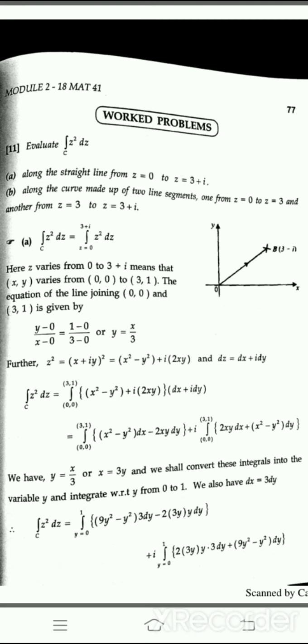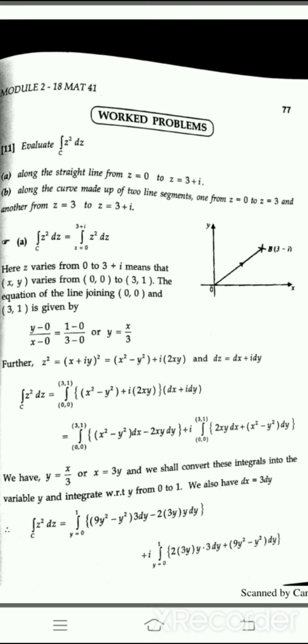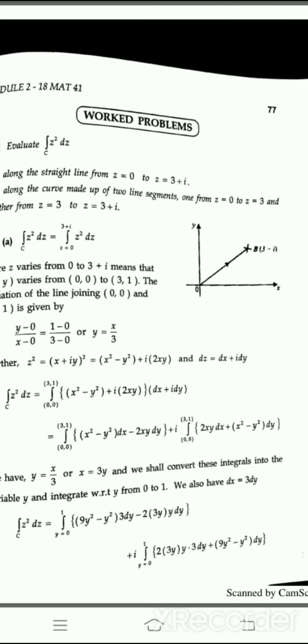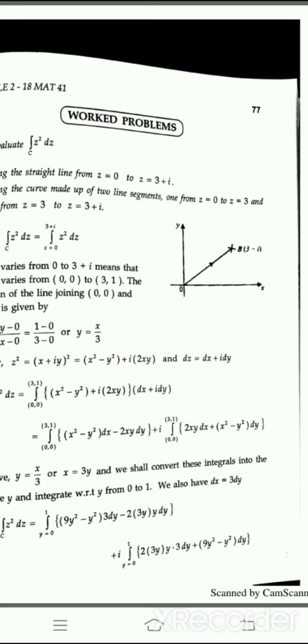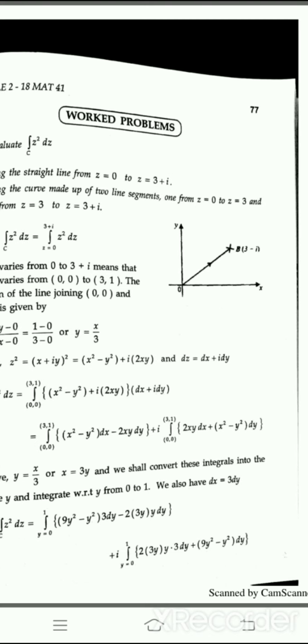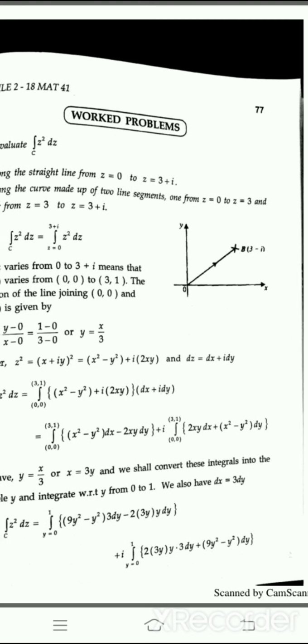Now let us consider the integral of z square dz. It is the integral from y equals 0 to 1 of (9y square minus y square) into 3 dy minus 2 into 3y into y dy, plus i into the integral from y equals 0 to 1 of 2 into 3y into y into 3 dy plus (9y square minus y square) dy. So what is the answer?